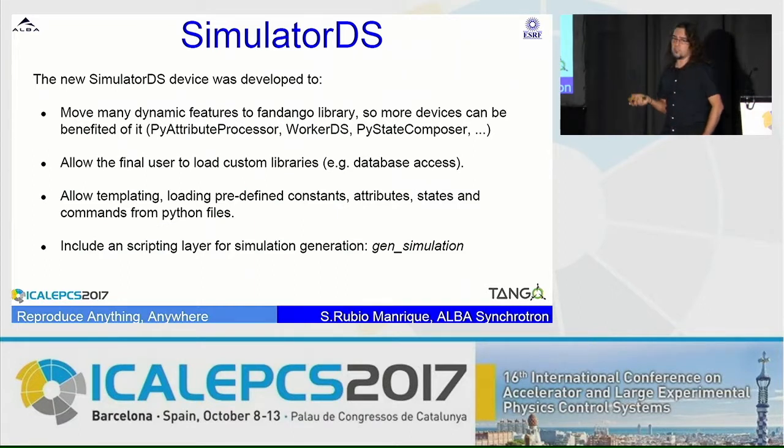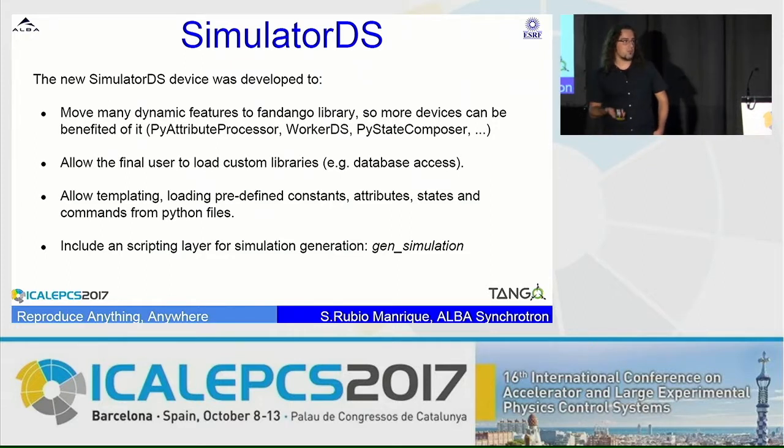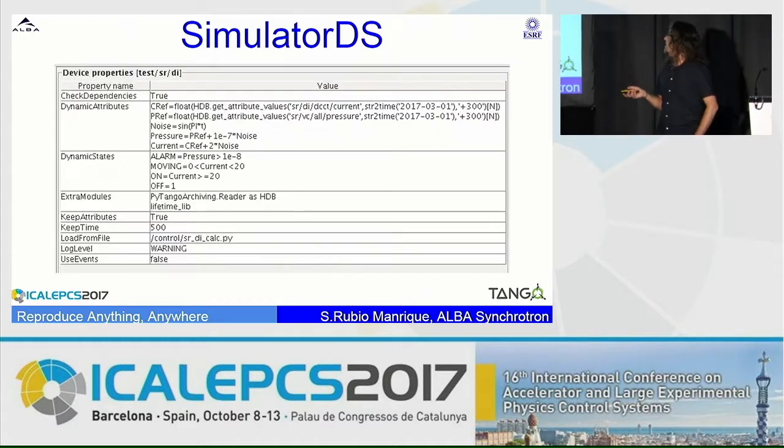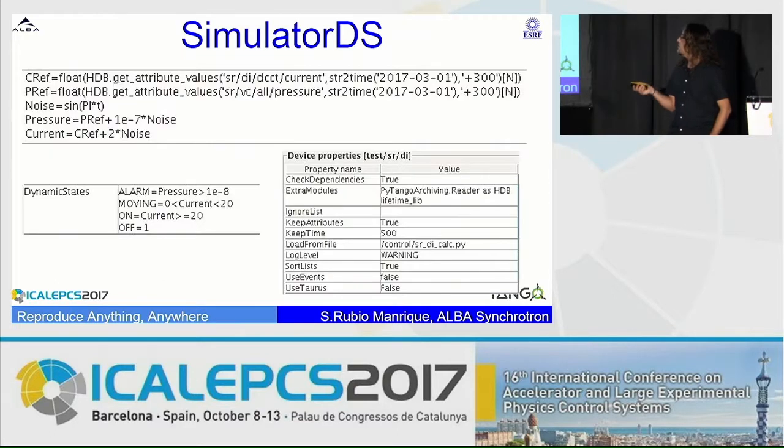We allow templating. So let's say we want to simulate 100 ion pumps. We have a template for the ion pump, and all the simulators load the template. And also included is a scripting layer. This is the typical declaration of a simulator. We can load some files, some libraries, and then declare some more attributes.